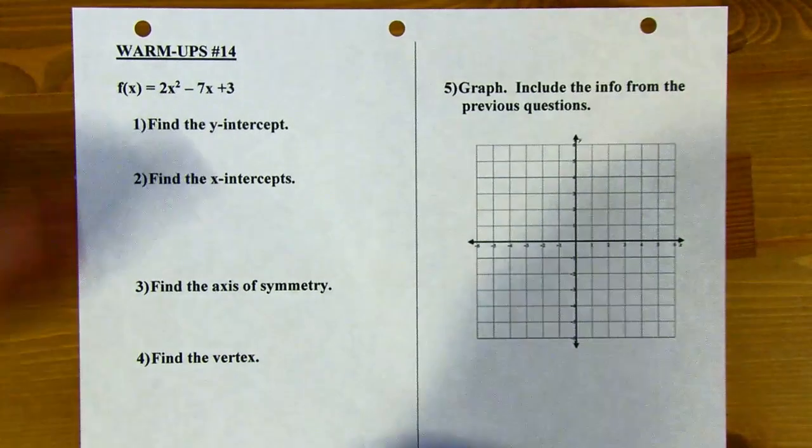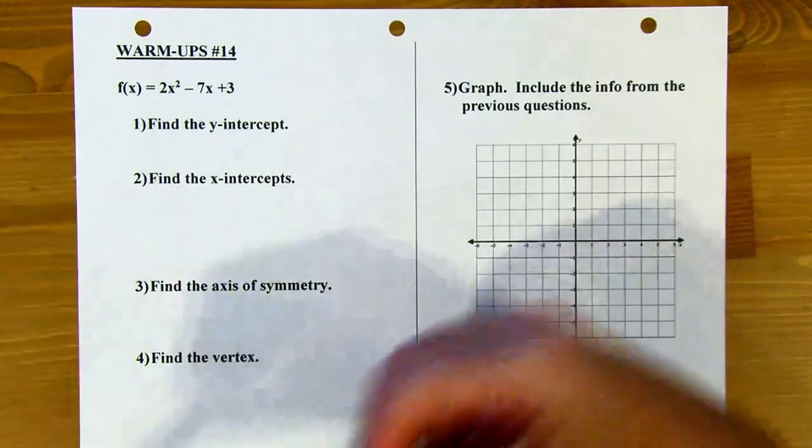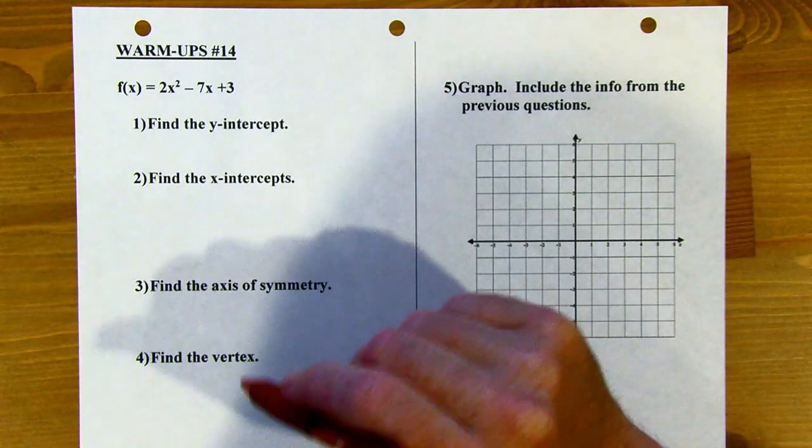We've got this quadratic equation. This is going to be a parabola. We're going to be graphing this, and we'll figure out this information to help us graph it as we go. So let's start with the y-intercept.